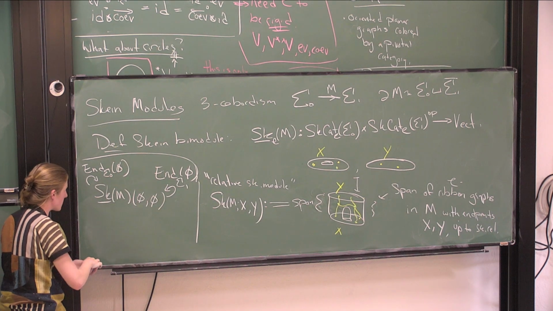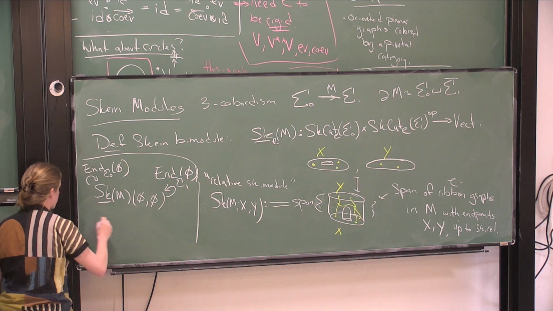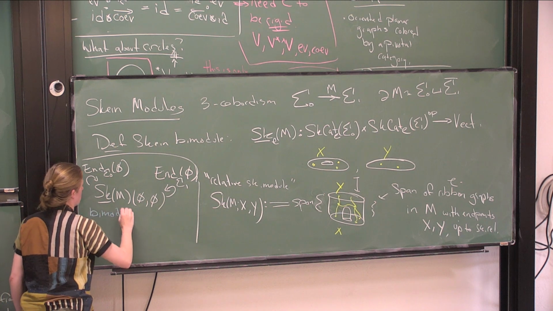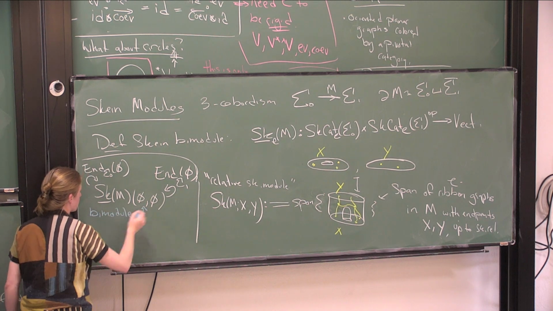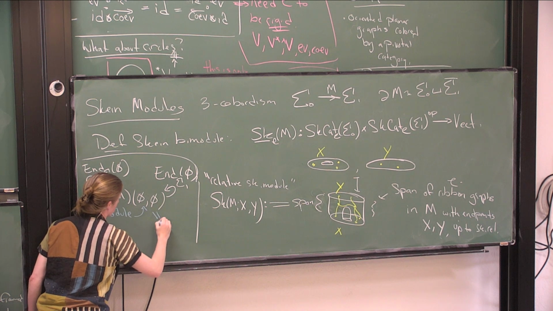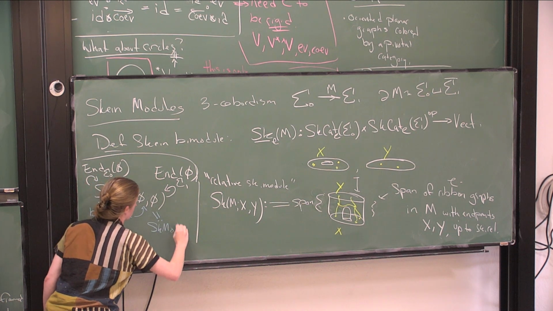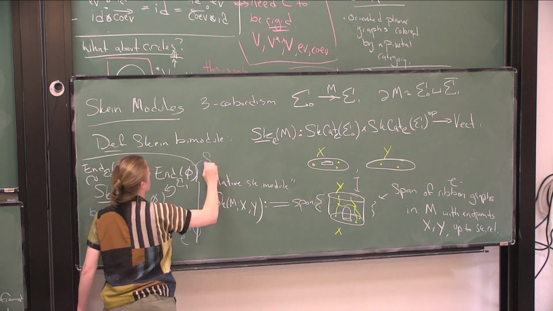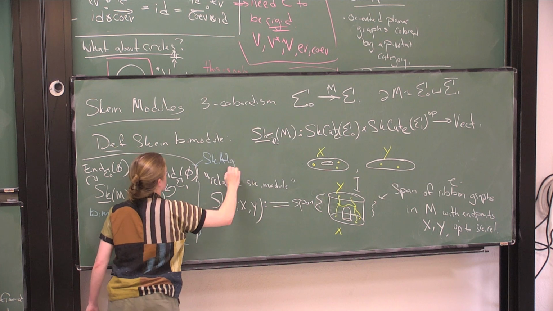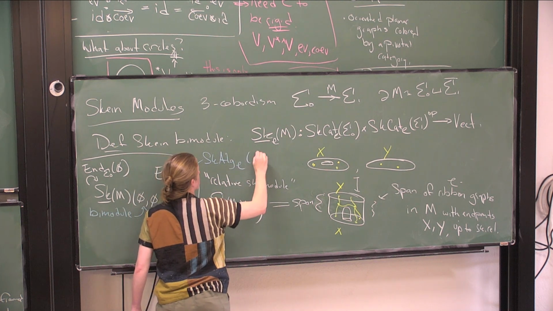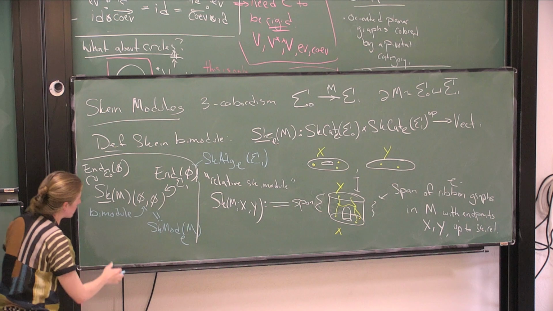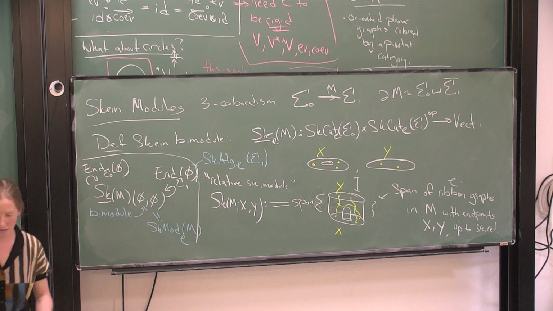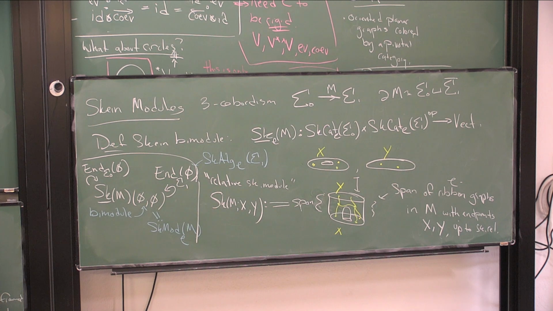So what I end up with is an actual bimodule. I'm going to call this the Skein module of M, with coefficients in C, and these I will call the Skein algebras, with coefficients in C, of sigma 1, and the same for sigma 0. So I get an honest bimodule out of this construction in this way. But I think I'll stop there.